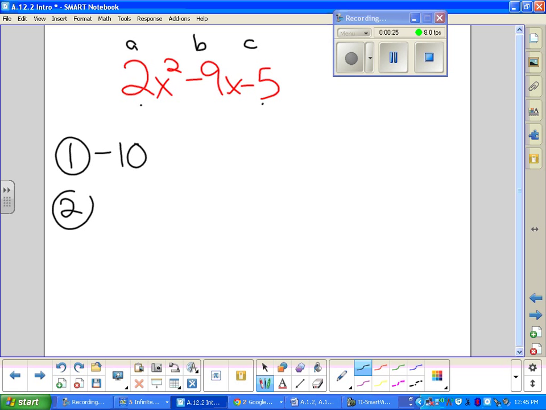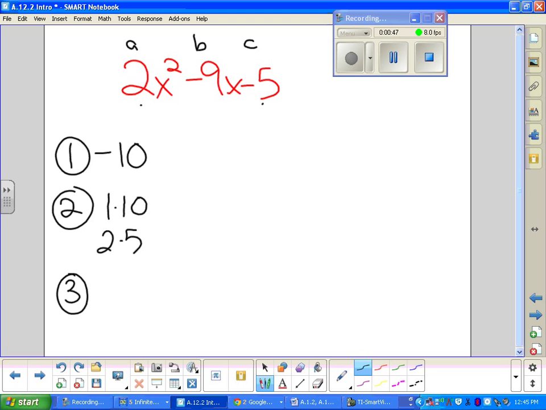Step number 2 is you write down all the factors of negative 10, or just 10 in this case. I'll come back to the negative part later on. The factors of 10 are 1 and 10, and 2 and 5. There aren't any more factors of that.